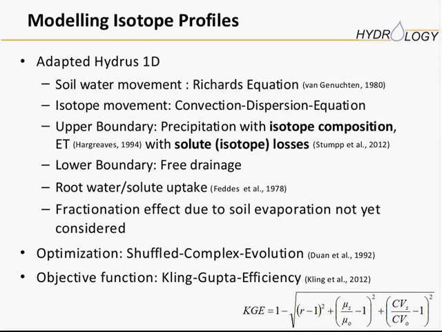For the optimization, we used the shuffled complex evolution algorithm, and the objective function is the Kling-Gupta efficiency, so it's a combined efficiency that's just a little bit more stable.